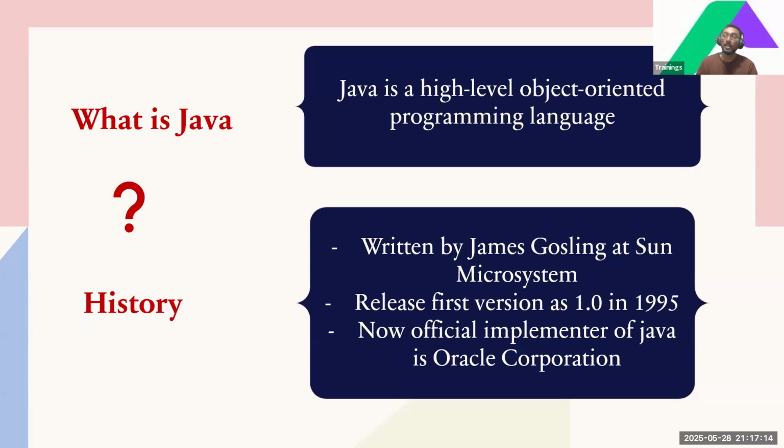Now the official owner of Java is Oracle Corporation. That means Sun Microsystem was taken over by Oracle Corporation. Oracle Corporation is the parent company of Sun Microsystem.